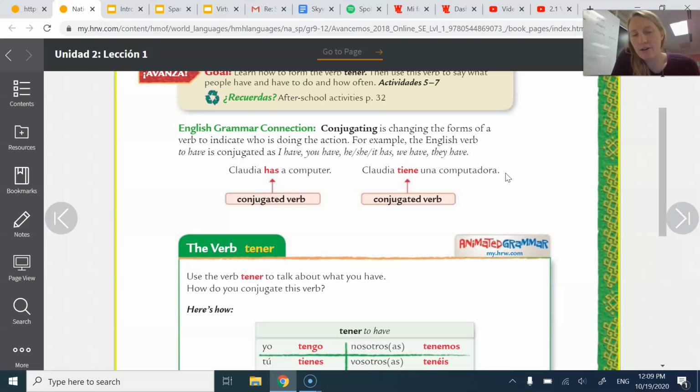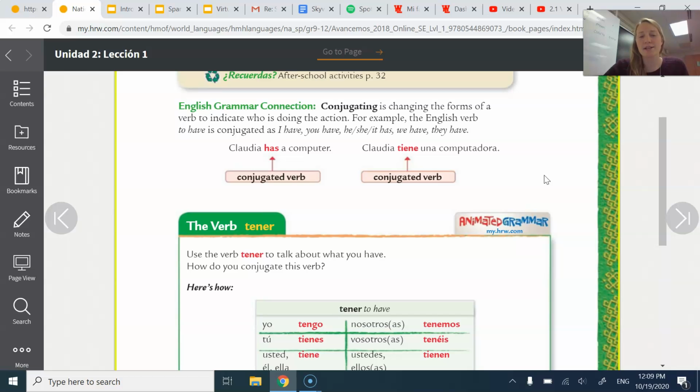So conjugating, we've already worked with this a little bit, right? With the verb ser, we conjugated it to say yo soy, eres, es, somos, sois, son. So conjugating is changing the forms of a verb to indicate who is doing the action. For example, the English verb to have is conjugated as I have, you have, he, she, or it has, we have, and they have. Remember those charts we were working on with the different pronouns. We're going to look at those charts again.